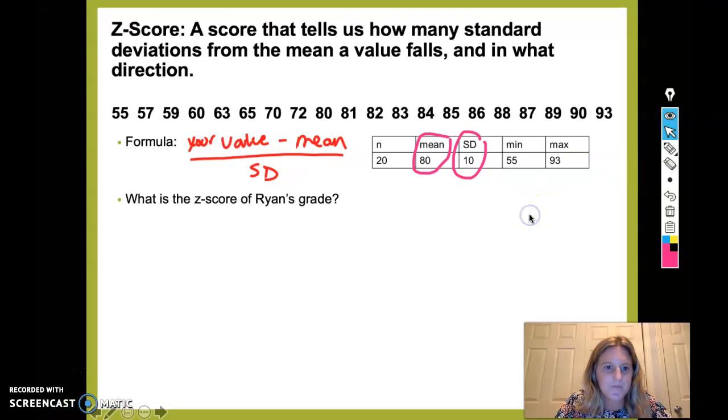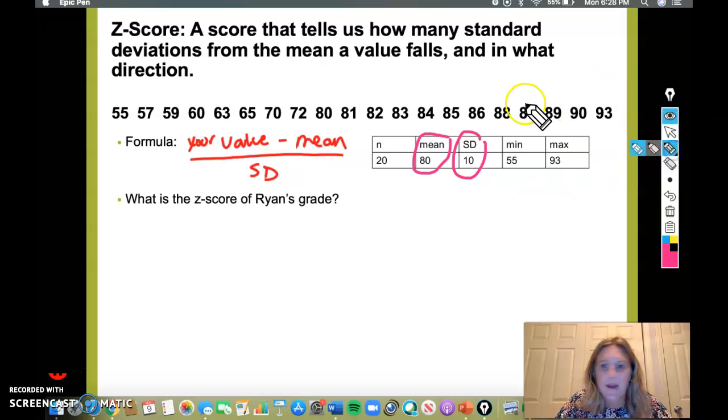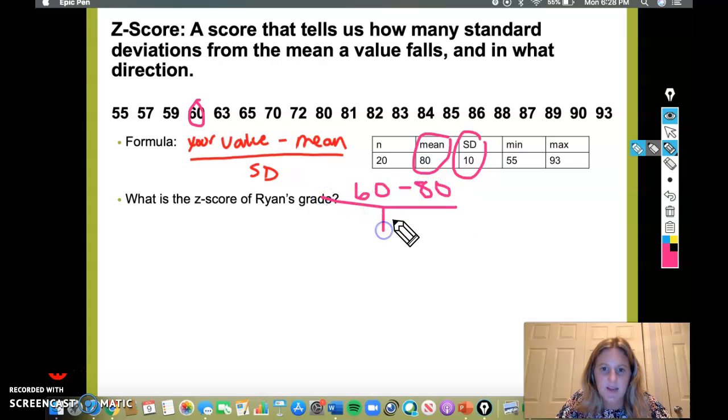Let's do one. Ryan's score. Well, Ryan's the one who got the 60. Okay, so I take his score of a 60 minus the mean of 80 divided by the standard deviation of 10. Guys, it's as simple as that, right? We literally just plugged the numbers into the formula. And so you're going to get something like what? Negative 20 divided by 10, which gives you a negative 2.